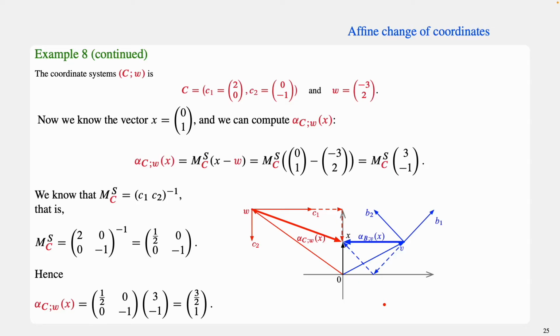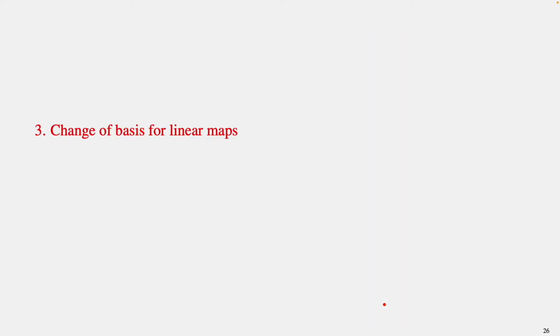And that's all I want to say about affine changes of coordinates. From now on I will stick to changes of basis, that is linear changes of coordinates. And recall that we express linear maps by matrices that contain the images of the canonical basis vectors as columns. And we can also express linear maps in coordinates relative to other bases. And for that we want to compute changes of basis for linear maps.